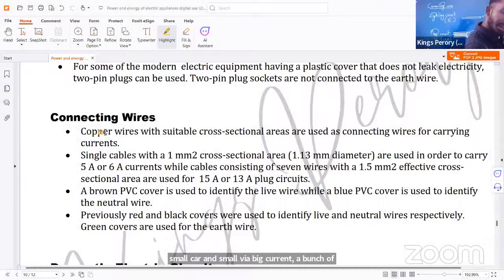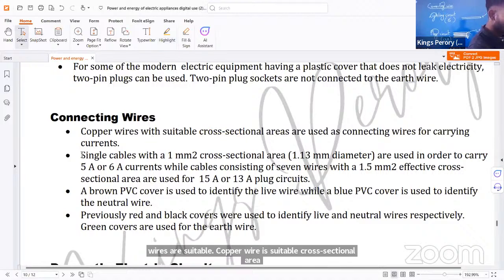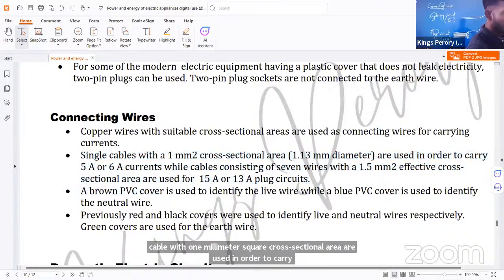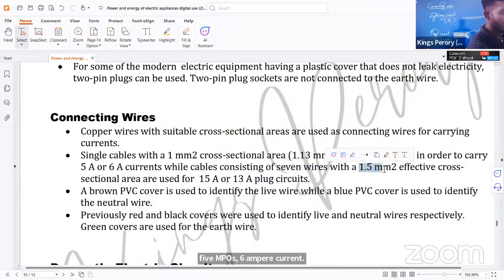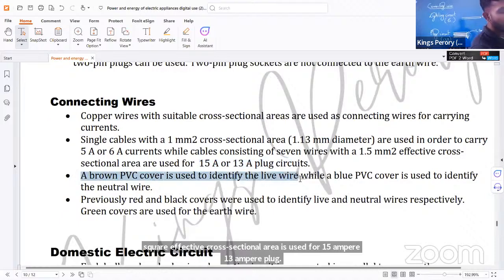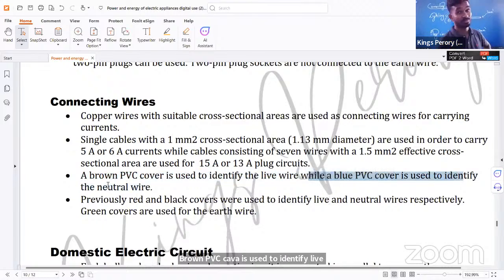Connecting wire, I'll read that. Copper wires with suitable cross-sectional area are used as connecting wire. Single cable with 1 millimeter square cross-sectional area is used to carry 5 ampere or 6 ampere current, while cables consisting of 7 wires with 1.5 millimeter square effective cross-sectional area are used for 15 ampere, 13 ampere plug circuit. Brown PVC cover is used to identify live, while blue PVC cover is used to identify neutral. Green is for earth wire.